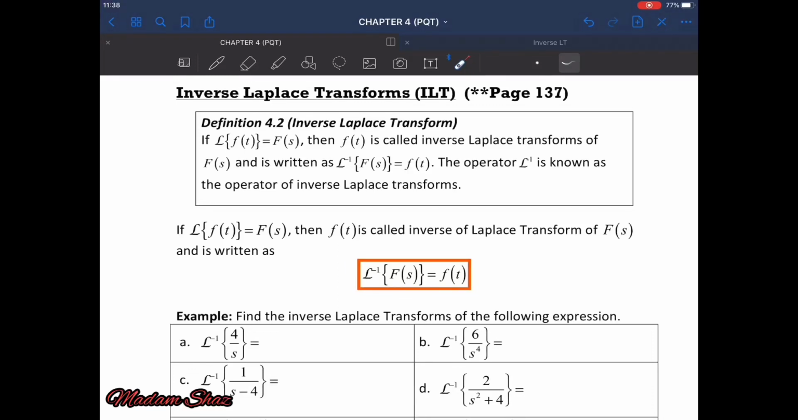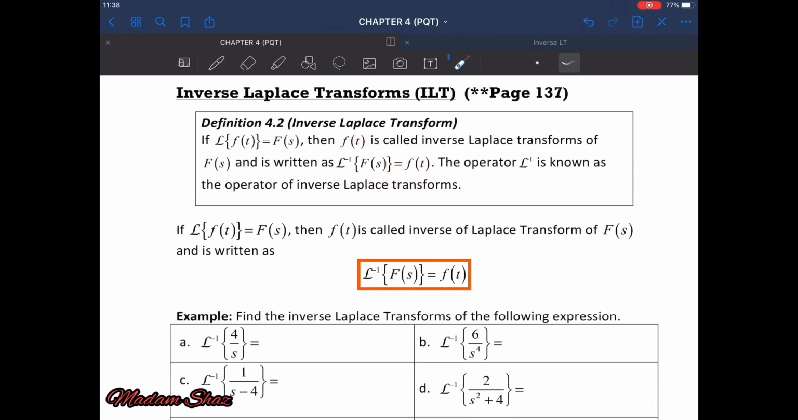So for the next subtopic, we will continue with the inverse Laplace transform. You can refer to the textbook, page 137. If the Laplace transform of f(t) is equal to F(s), then f(t) is called the inverse Laplace transform of F(s). This is written as Laplace inverse of F(s) is equal to f(t).